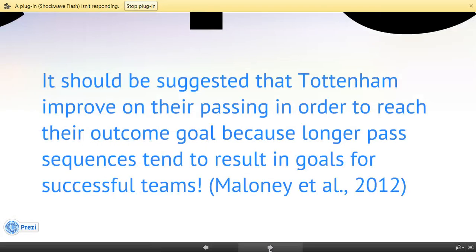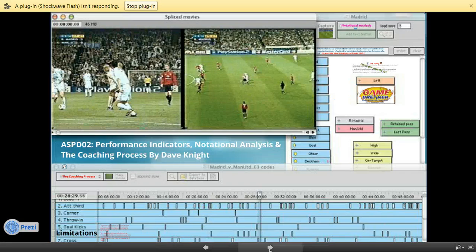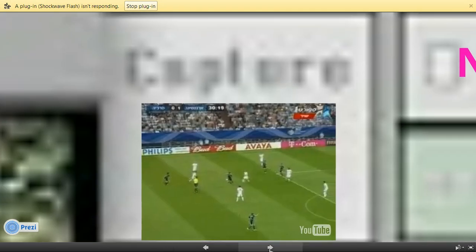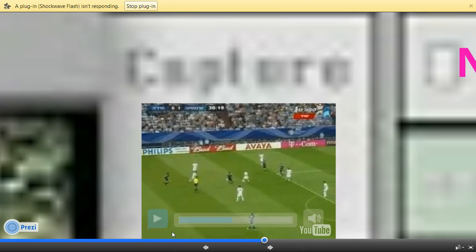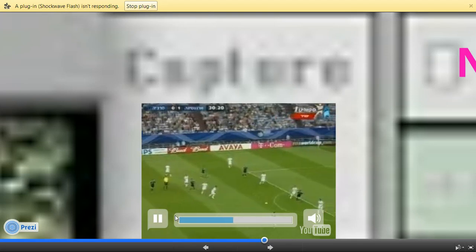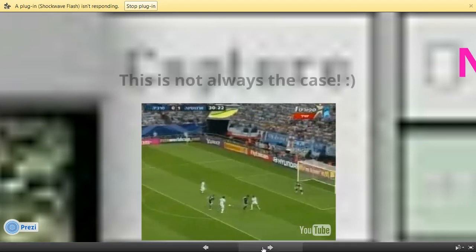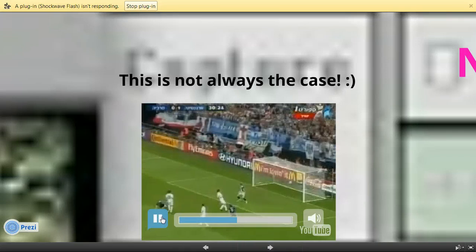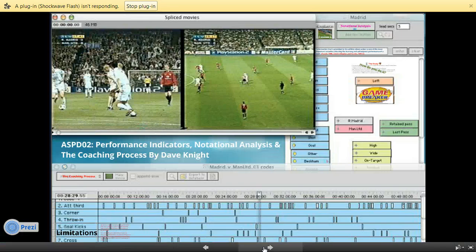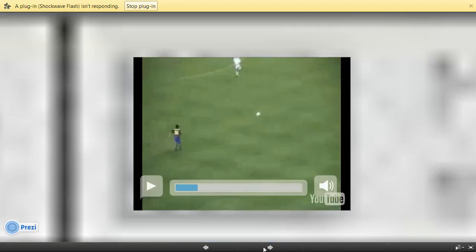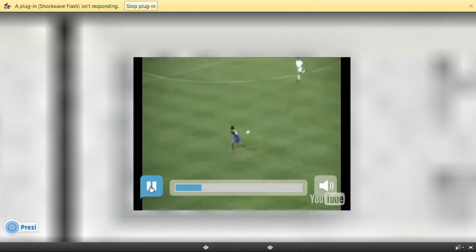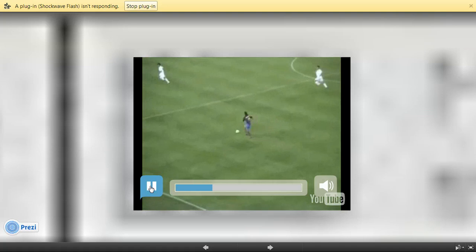This suggests that a coaching program should be derived in order to try and maintain possession and complete longer passing sequences, because, as Maloney et al. discovered, this results in more goals, as you can see from the end of the video clip where Argentina completed 25 passes, resulting in a goal. However, this is not always the case, as you can see from the next video, where just one pass resulted in a goal by Ronaldinho after a throw out by the goalkeeper.